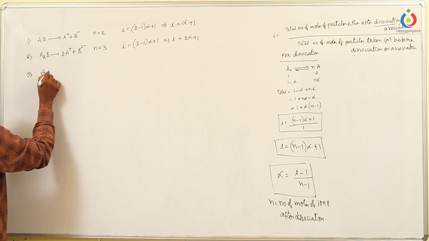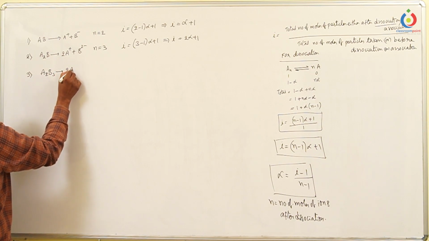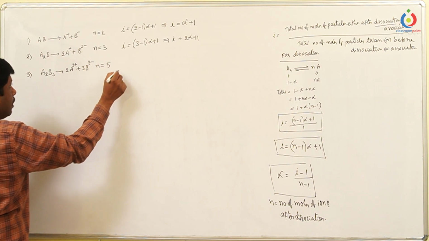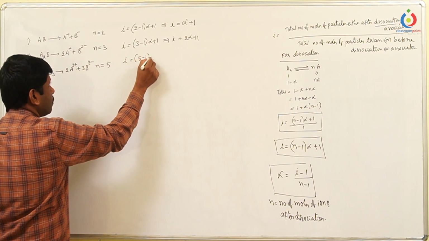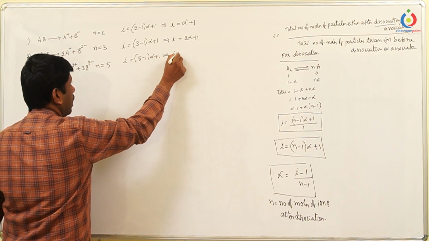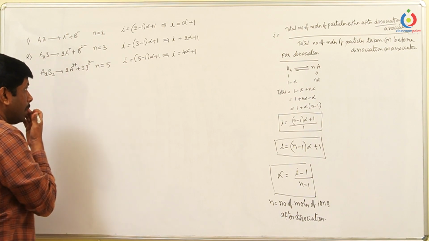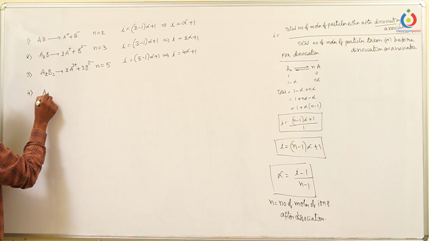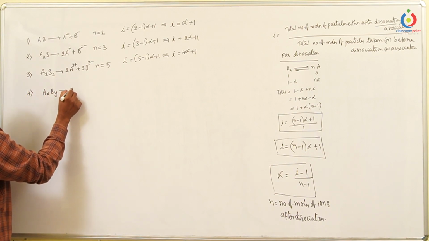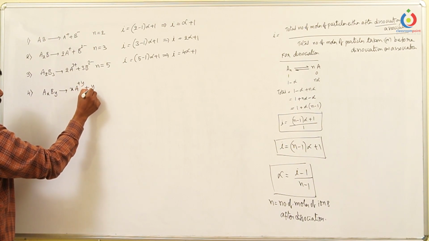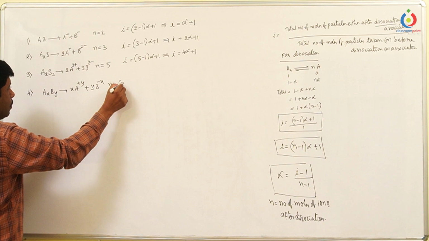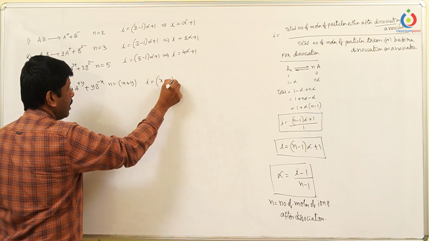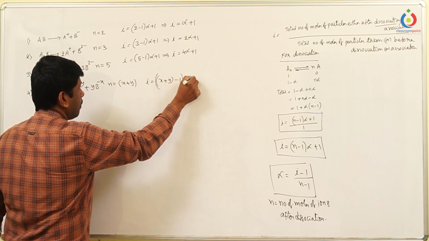Next, A2B3. So 2 A 3 plus ions and 3 B 2 minus ions, n equals 5. So i equals 5 minus 1 alpha plus 1, that is, i equals 4 alpha plus 1. And what happens if a solute is given like this? Imagine AxBy is given. So it gives xA y plus and yB x minus, n equals x plus y. Then the i value is equal to x plus y minus 1 alpha plus 1.